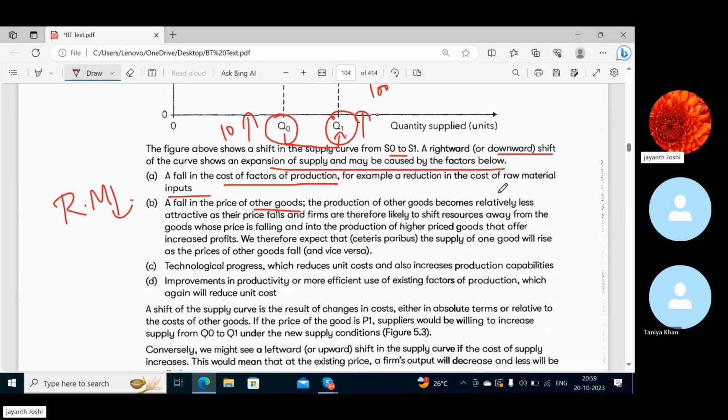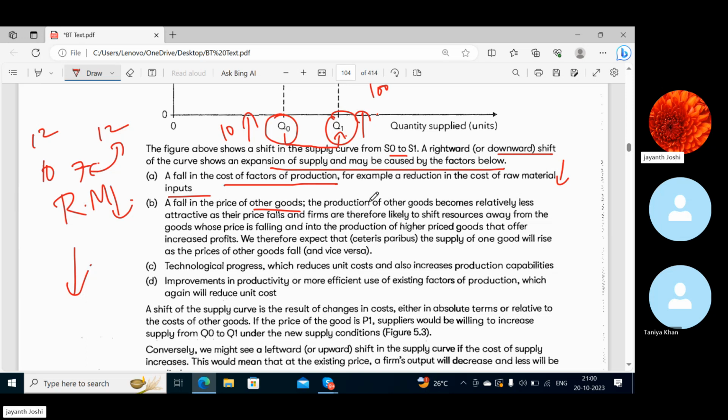Fall in the price of other goods. The production of other goods becomes relatively less attractive as their price falls. See, when the price of other goods is falling, it becomes unattractive for the suppliers to supply that, because when price increases, supply should increase. So here also, when the cost of raw material is decreasing, if they can make something they were making at 10 rupees for 7 rupees, and they were selling for 12 rupees, now also they can sell for 12 rupees, with a 5 rupees margin. It looks very attractive to them, right? So they'll produce more and supply more.